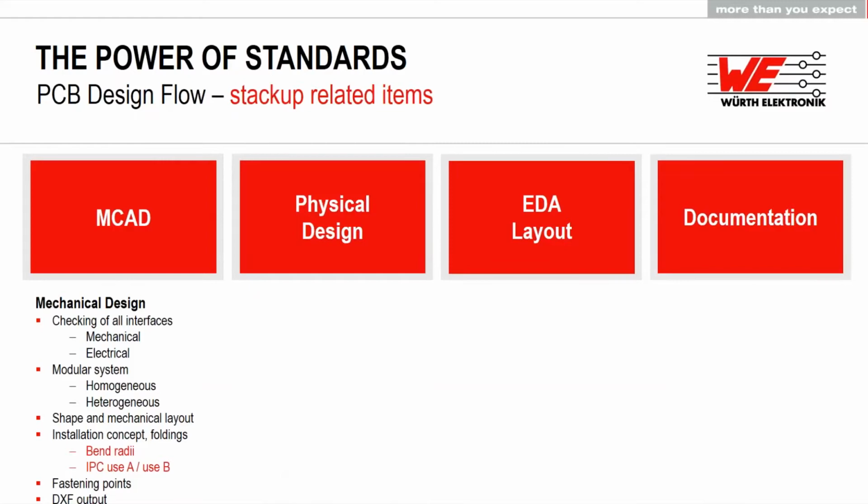So here we can see a principal PCB design flow. I've divided that flow into 4 parts: mechanical design, physical design, EDA layout, and documentation. And I've highlighted in red all stackup related items. Regarding the mechanical design, especially if you want to use flex or flex rigid technology, depending on the installation concept and maybe foldings, the bending radius has a high impact on the stackup, of course, as well as the IPC use, whether it's flex to install or maybe even continuous bending.